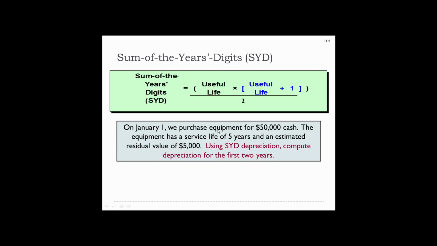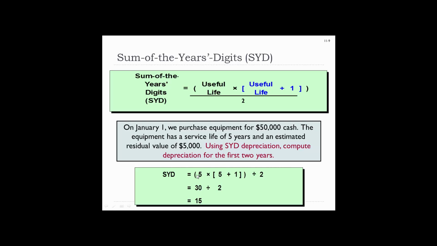On January 1st, we purchased the equipment for $50,000 cash. It has a 5-year estimated life and a residual value of $5,000. Using sum of the year's digits depreciation, calculate the first 2 years. Year 1: useful life 5 times 5 plus 1 divided by 2, or 30 divided by 2. That is 15.